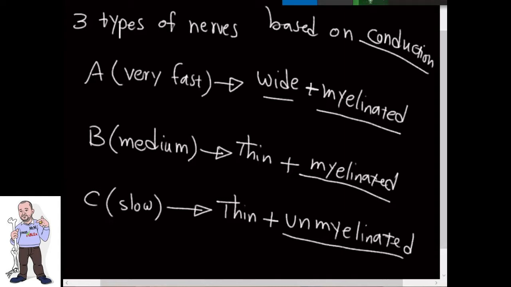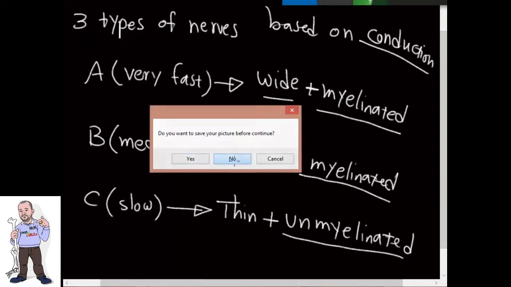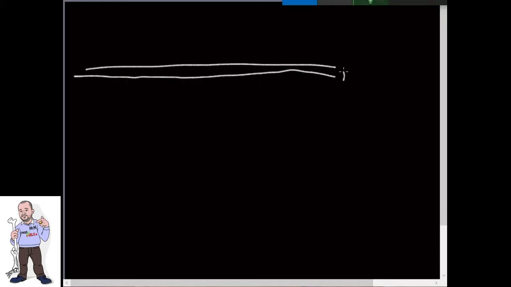Can I go to the next page? Yes. I'm going to tell you what the myelin sheath is. Just imagine you have a nerve. This is a nerve. If the nerve has a myelin sheath, there is a cover, like a sausage around the nerve. You see that? It's like this.